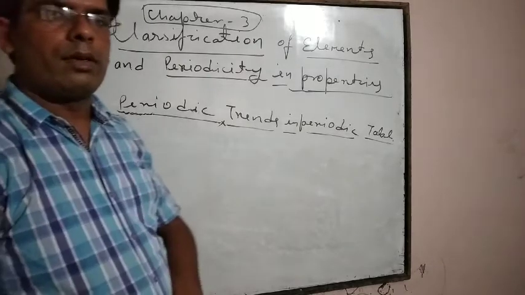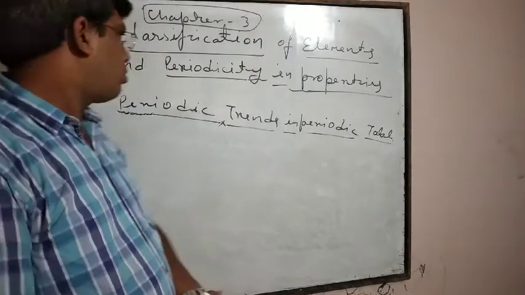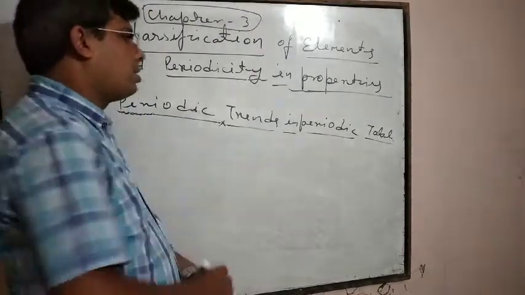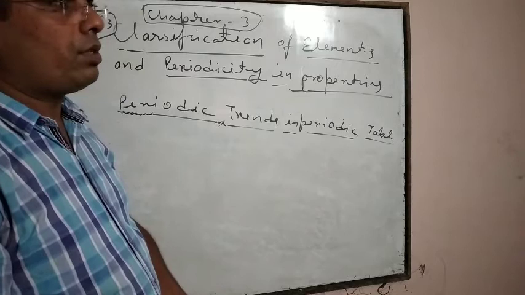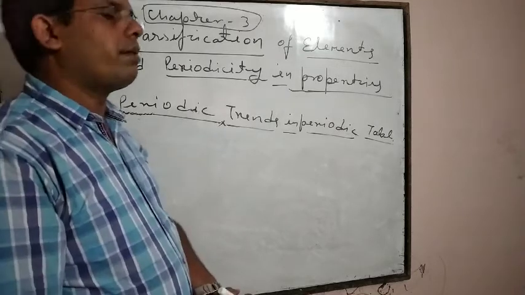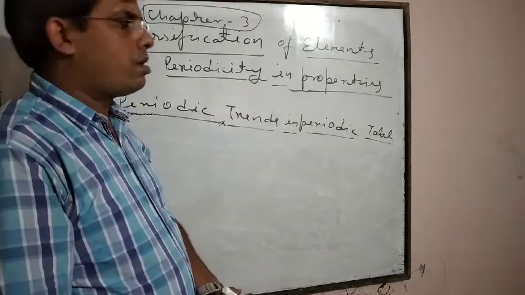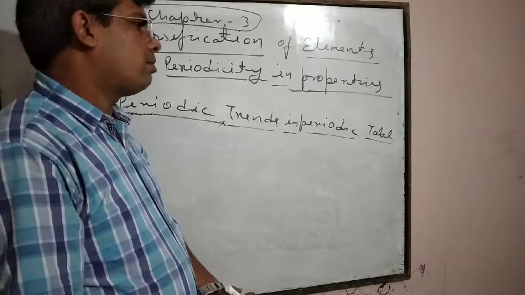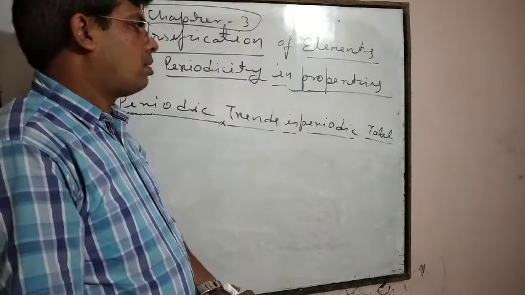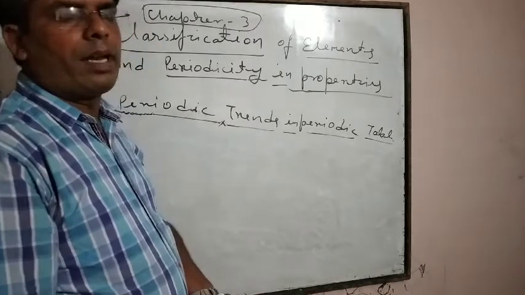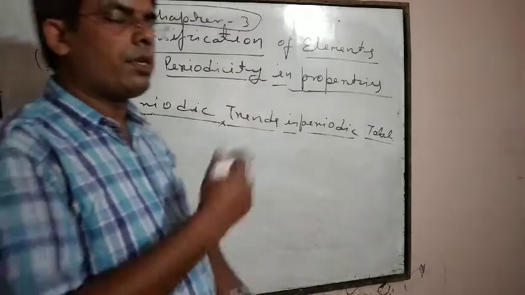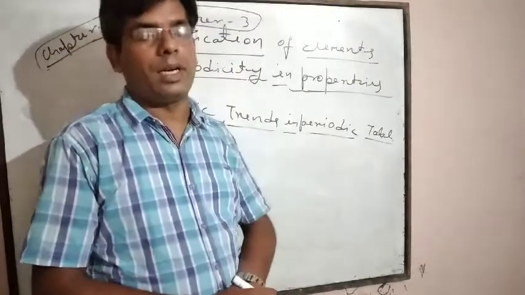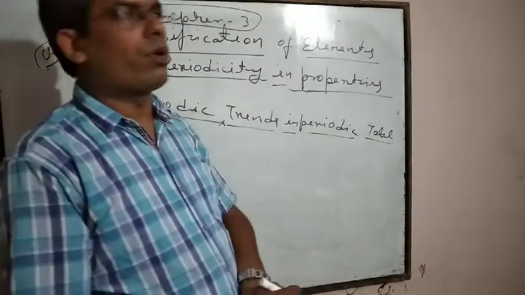Dear students, last day we were discussing the periodic trends in the periodic table, in which we have already discussed electronegativity, in what way variation in electronegativity takes place while moving from left to right in a period and while moving from top to bottom in a group.